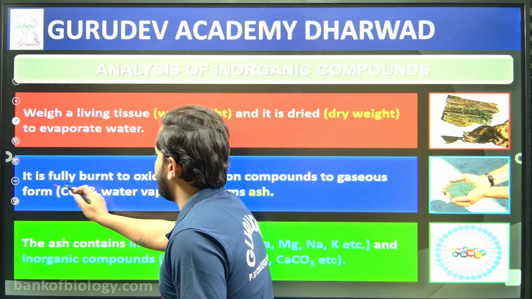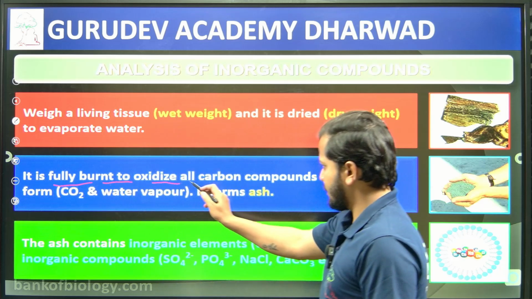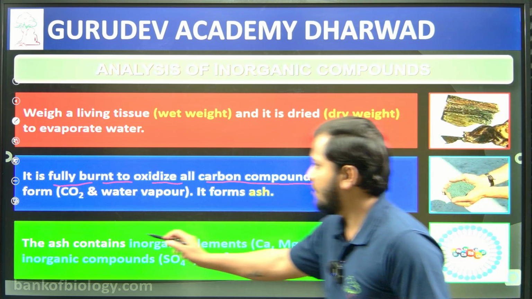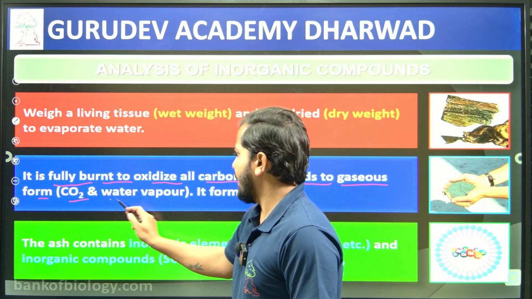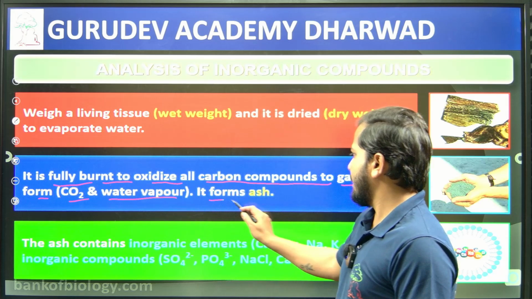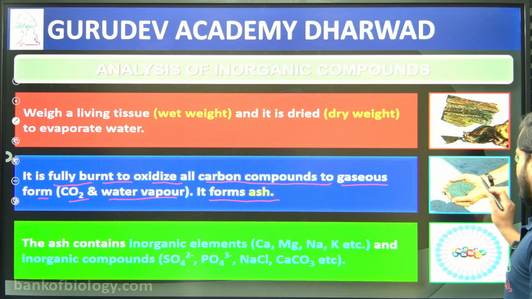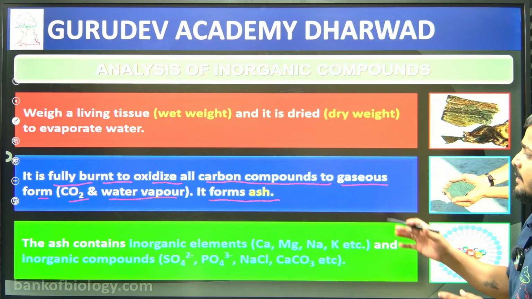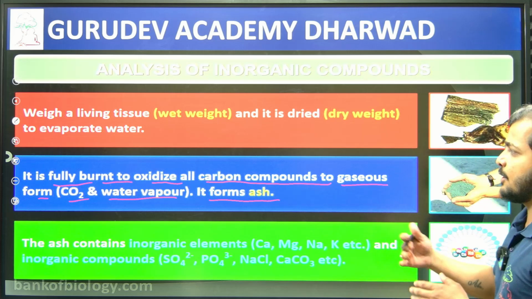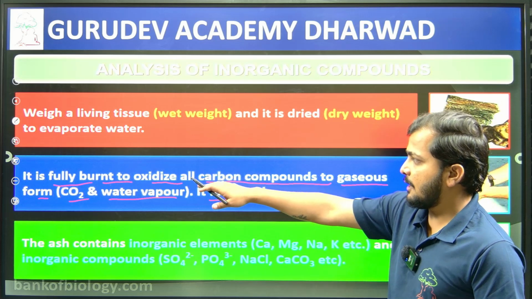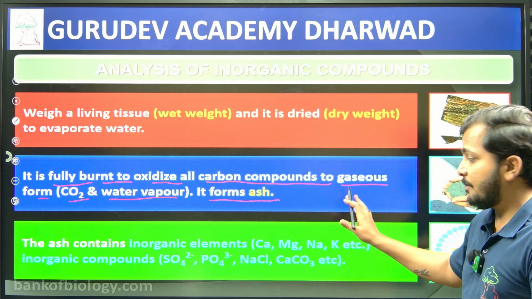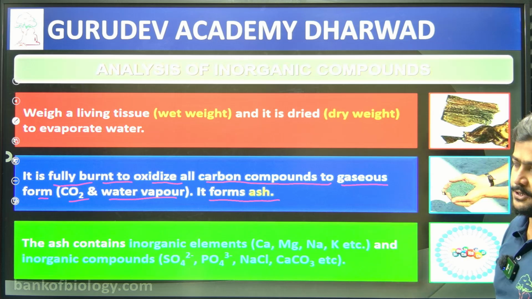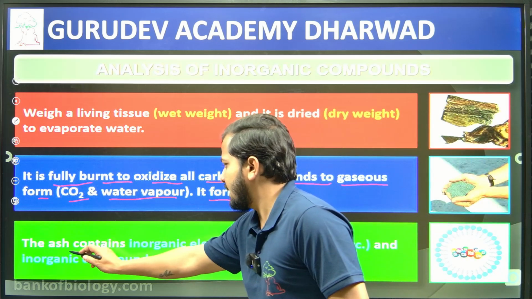It is then fully burnt to oxidize all the carbon compounds to gaseous forms, so CO2 and water vapors, and it forms something called ash. So after drying the component, we go for burning, to oxidize all the carbon compounds present inside, and then you will find the ash. Now this ash mainly contains the inorganic elements.